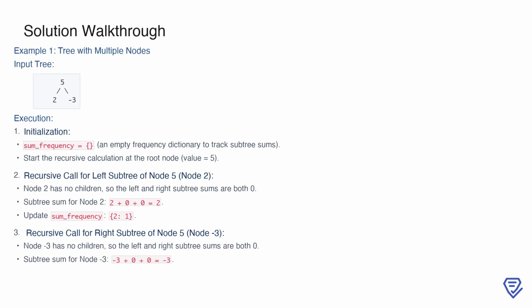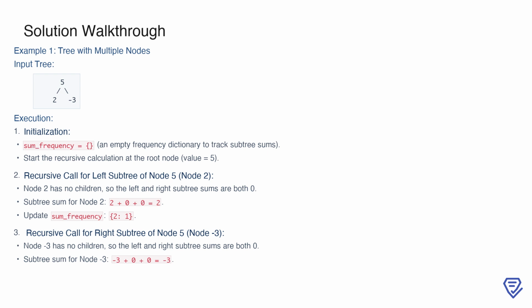In this example, we are given a tree with 3 nodes, where the root node has a value of 5, and it has 2 children, 2 on the left and -3 on the right. To begin solving, we initialize an empty dictionary called sum_frequency to keep track of how often each subtree sum occurs. Then, we start our recursive calculation at the root node, which has the value 5.